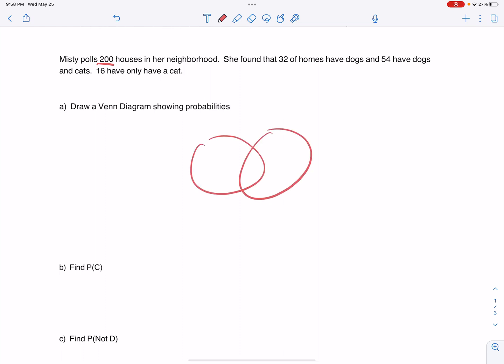Okay, Misty polls 200 houses. She found that 32 of the homes have dogs, and 54 of the homes have dogs and cats. So this is giving it separate, and 16 only have a cat. Okay, so those three numbers should add up to 200. So 32 plus 54 plus 16 adds up to 102, which means 98 people don't have pets. That's what that's saying, right?